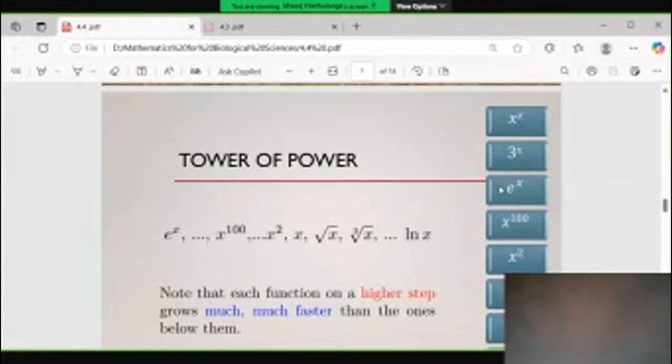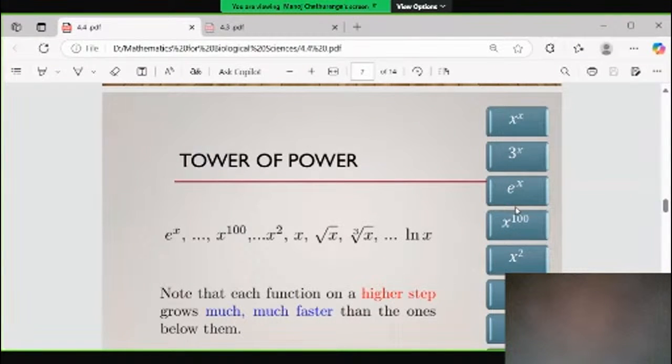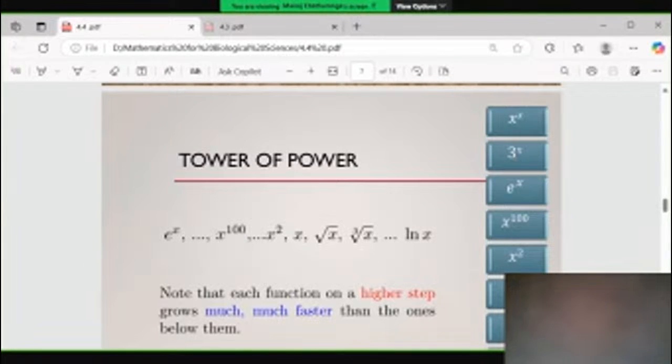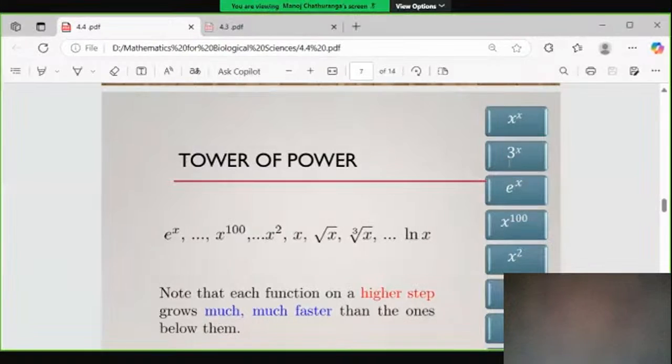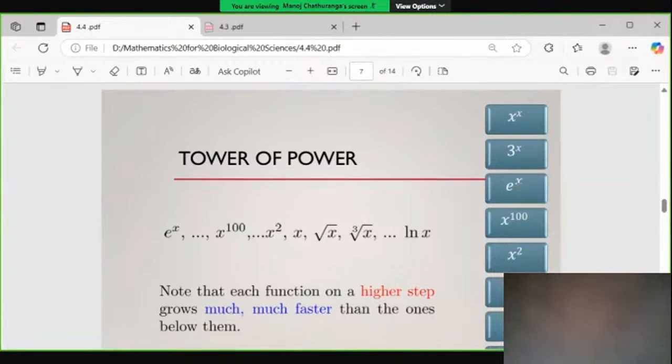And if I need to put 2 to the power of x, it will be below e to the power of x. And if I want to compare 5 to the power of x, it will be above 3 to the power of x, because 5 is bigger than 3. So likewise, I can think of all the exponential functions sitting in this tower of powers.